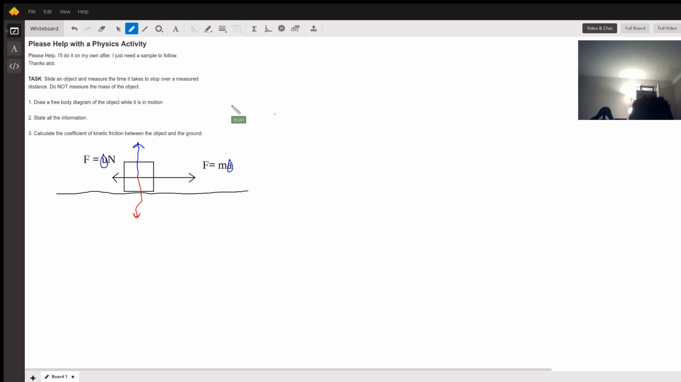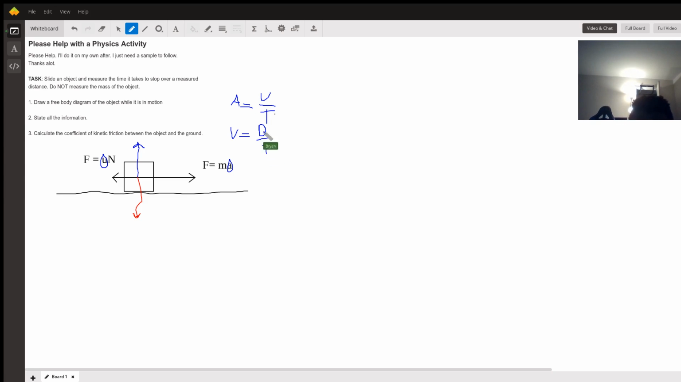And how do you solve for acceleration? Acceleration is equal to velocity divided by time, correct? And then, how do you find the velocity? Velocity is equal to distance divided by time.